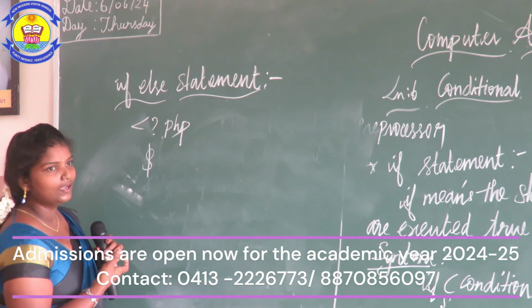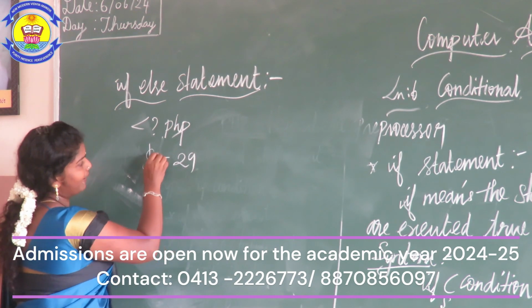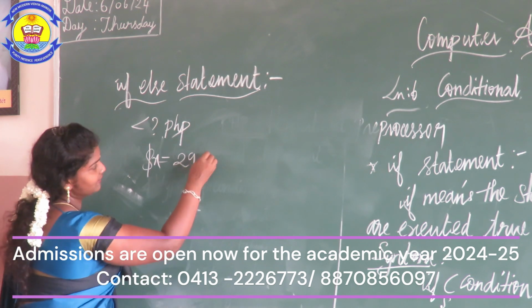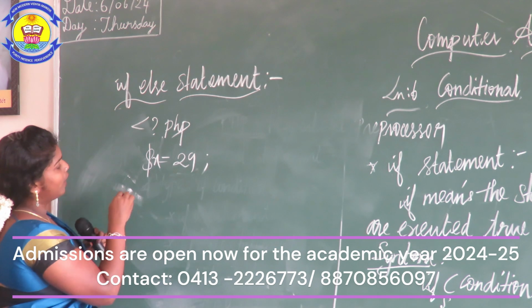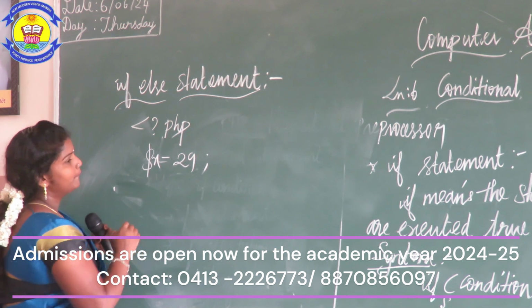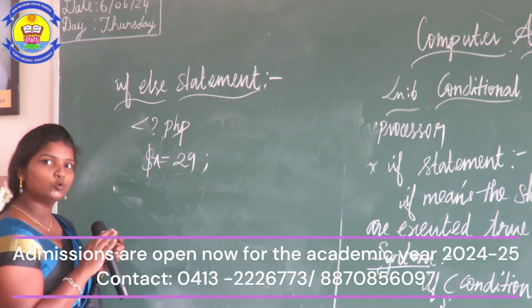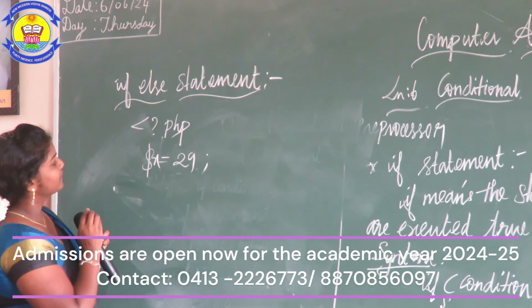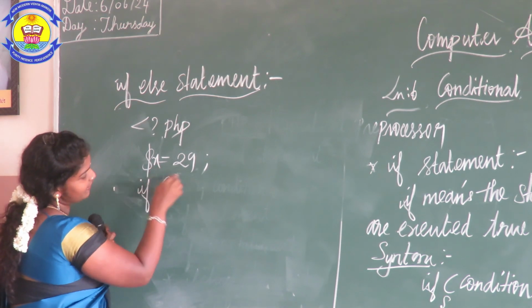I'm going to give one number. For example, 29 is my number. I'm going to check whether this number is odd or even. Now I'm going to give a condition, because this if else statement makes a decision, true as well as false.